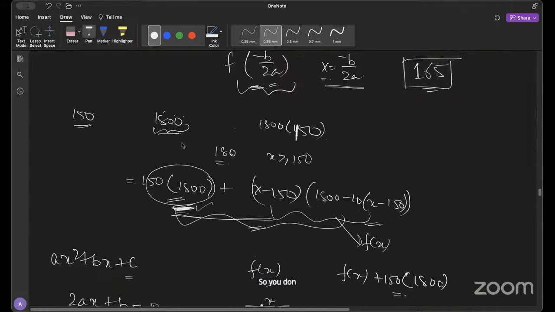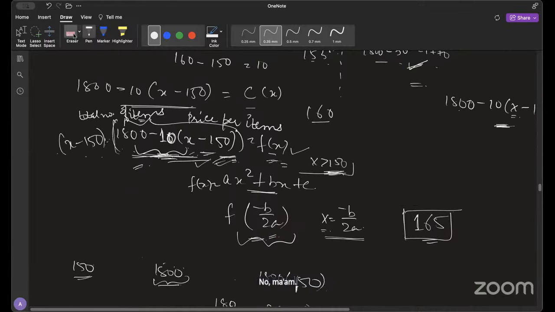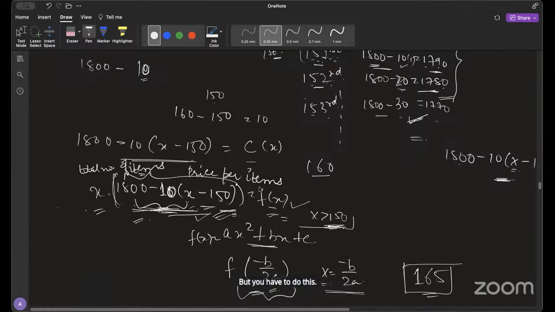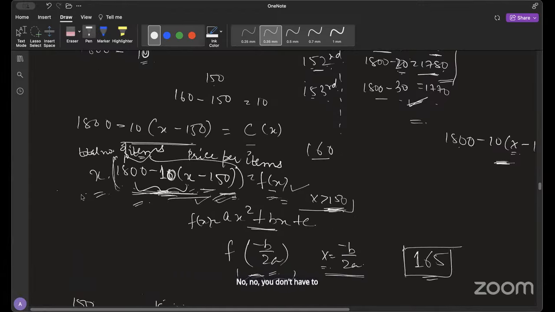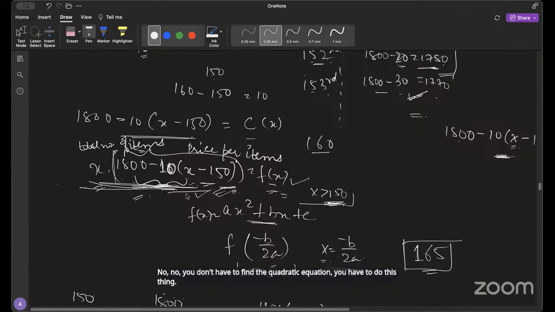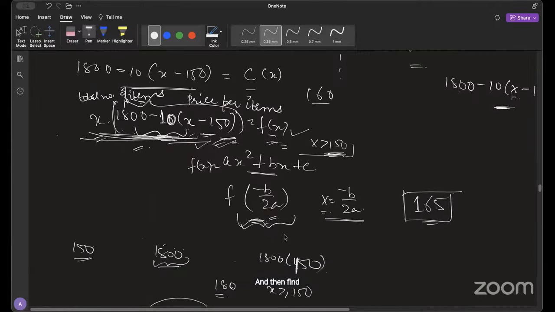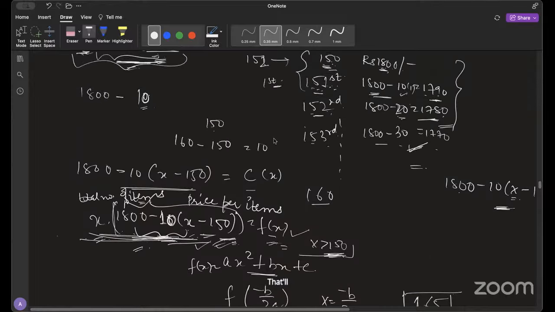So you don't get the same thing. No, ma'am, the answer is changed. It's different, right? But you have to do this. Ma'am, we have to find a quadratic equation only, I guess. No, you don't have to find the quadratic equation. You have to do this and then find minus b by 2a. That will give you the right answer.